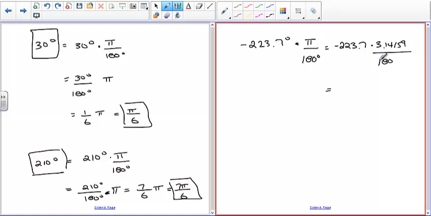So you're going to have 223.7 times 3.14159, or pi, divided by 180, and you get negative 3.905 radians. Now if this has 4 digits, you want to have that as 4 digits as well. So that's pretty simple. If I did it as some fraction of pi, I'd have 223.7 divided by 180, which is not any kind of normal simple fraction. So there's no point in doing that here.